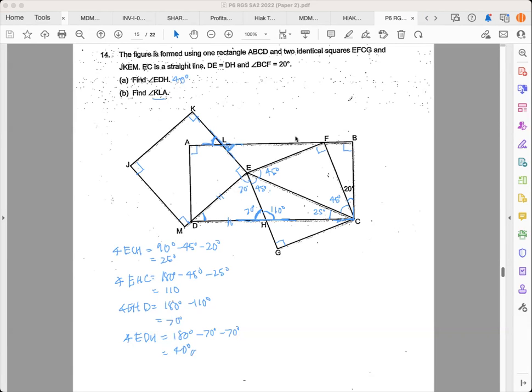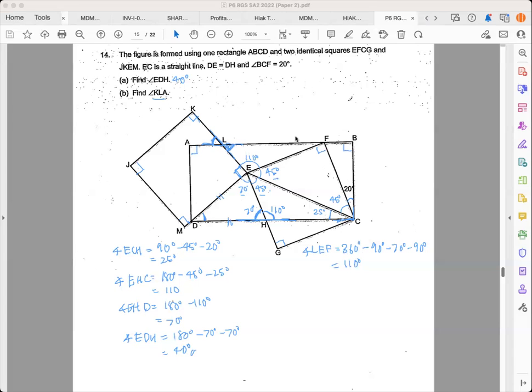Now to find this angle, let's find out what this angle is. Angle LEF is part of the angles at a point, and angles at a point add up to 360. I have to subtract the rest of the angles, which are 90 degrees, 70 degrees, 45, 45, which is also 90. So 360 minus 90 minus 70 minus 90, I get 110. So this is 110.